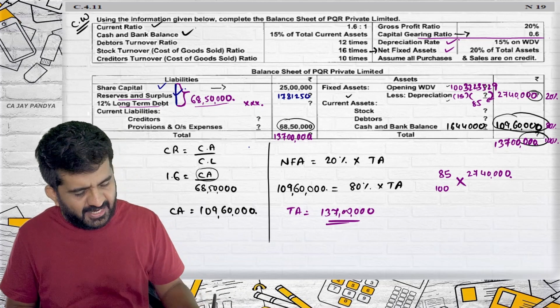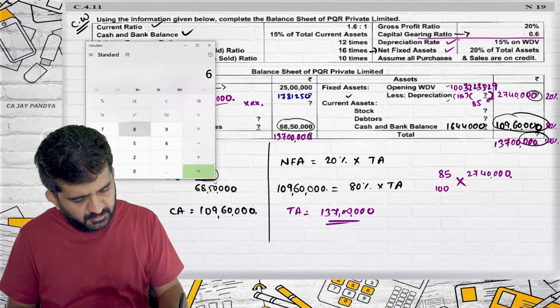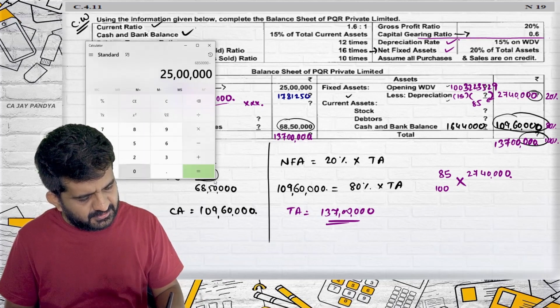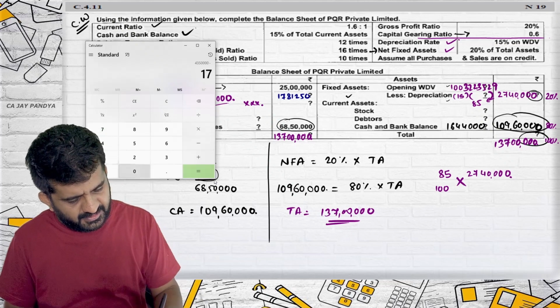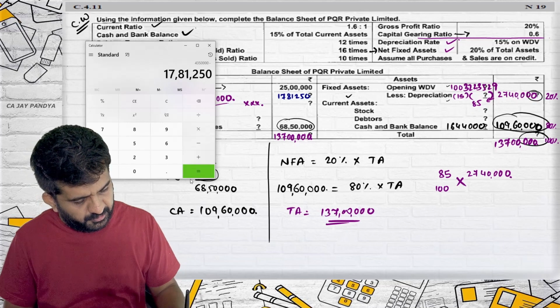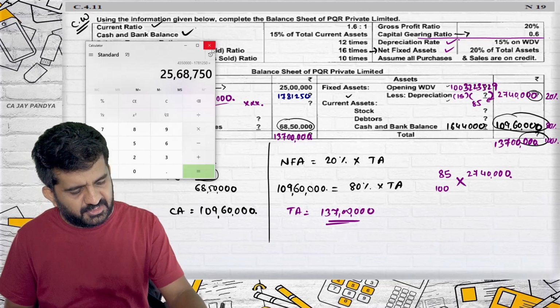12% long-term debt will be the balancing figure. 68 lakh 50,000 minus 25 lakhs minus 17 lakh 81,250 is 25 lakh 68,750.